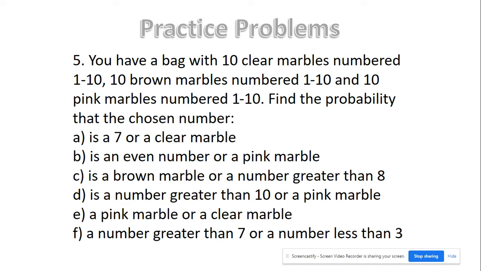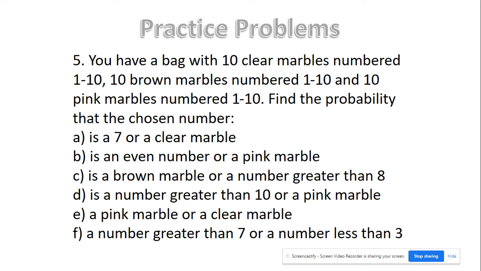Even number and a pink marble. Not. A brown and a number greater than 8. Not. A number greater than 10 or pink. Not. A pink or a clear. Wait, none of those were. None of those are mutually exclusive. They can be both at the same time. Ooh, okay. I was like, wait. E is mutually exclusive because it cannot be both a pink marble and a clear marble. A number greater than 7 or a number less than 3. Mutually exclusive.